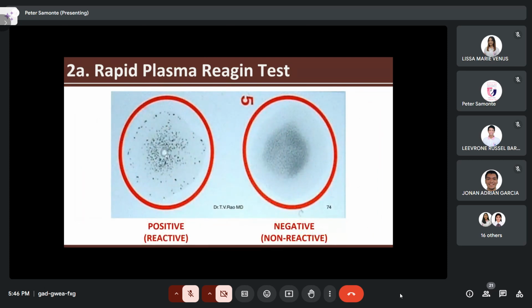So this is the positive reaction, class. Take note of the formation of precipitates. Then this is a negative or non-reactive reaction.